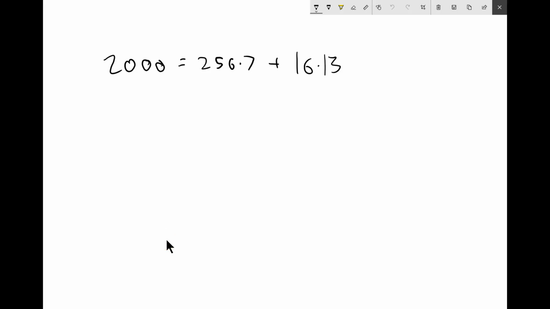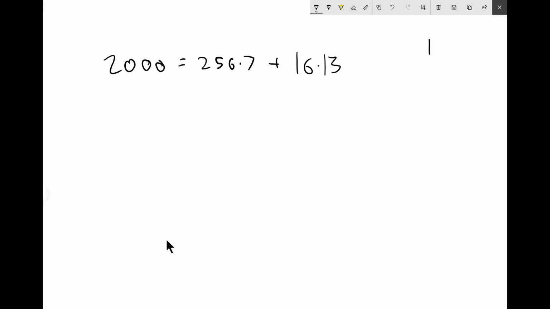So now that we know it's 256, I've just cleared the rest of the sketchpad to make it easier to understand. So now that we know that 2000 is 256 times 7 plus 16 times 13, we can represent this in hexadecimal form. It is important to do the exact same thing we did with binary. So let's write down the powers again.